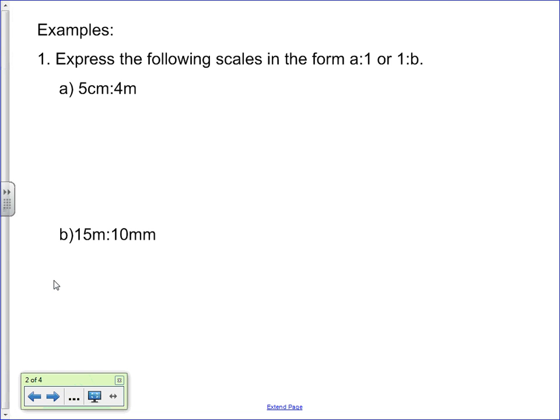Express the following scales in the form A to 1 or 1 to B. So we've got to look at which is bigger. Align this first.